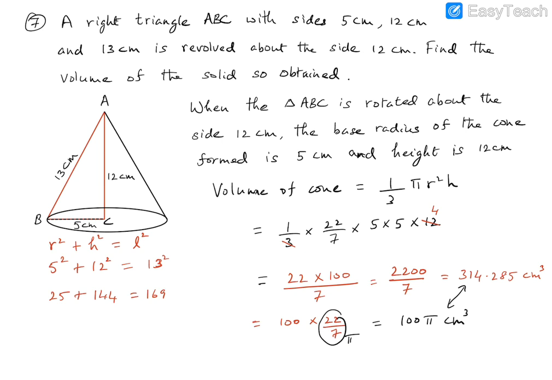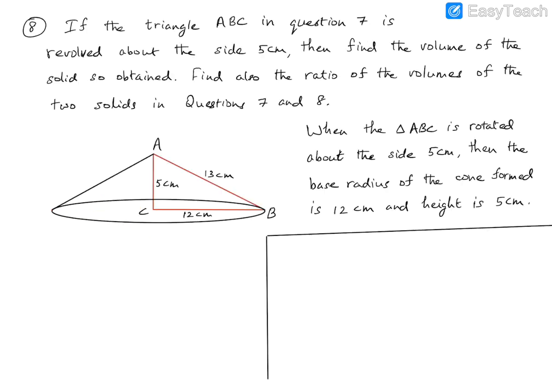Now, given that the right triangle ABC is rotated about the side which has a length of 12 centimeters, that forms a cone which has a radius of 5 centimeters and height of 12 centimeters. Okay, now we move on to the next question, which uses the same right angle triangle, but the rotation of the right angle triangle is done about the 5 centimeter side. So let's see how we can calculate the volume.